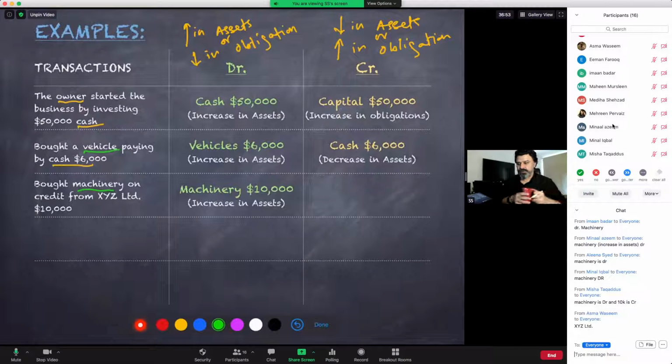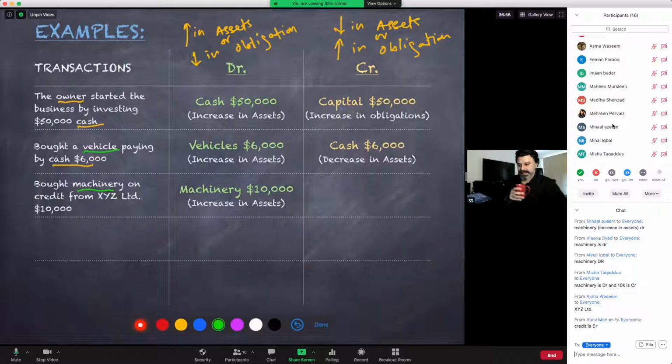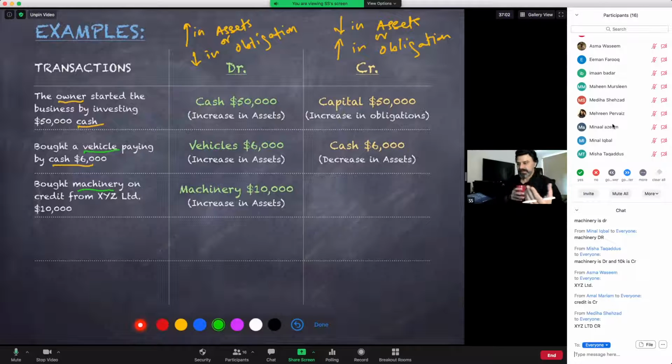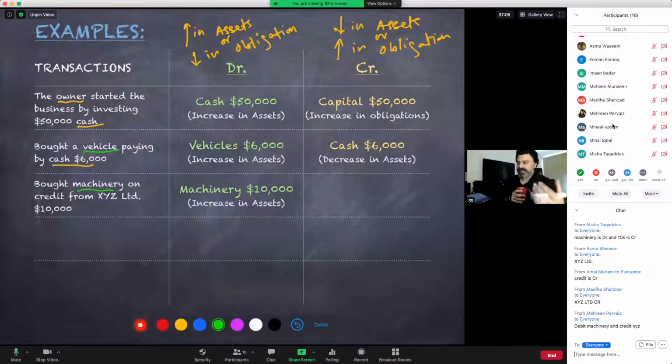What to do, what to credit here? Misha says machinery is debit, 10K and 10K is credit. No, 10K is the amount involved. Machinery is debited with 10K and something else has to be credited with 10K. What is that something else?